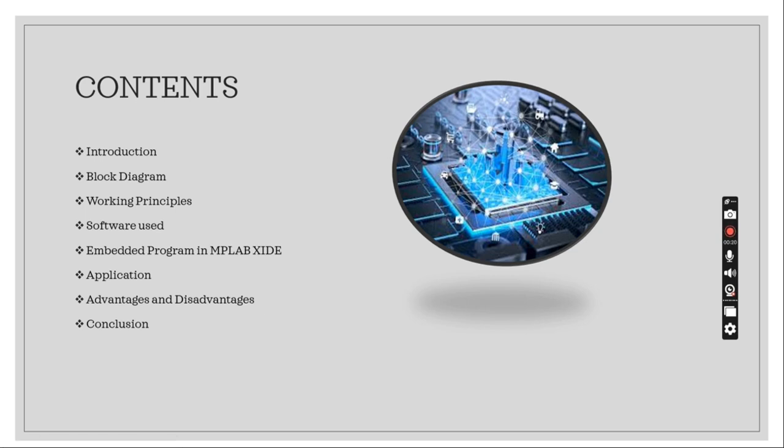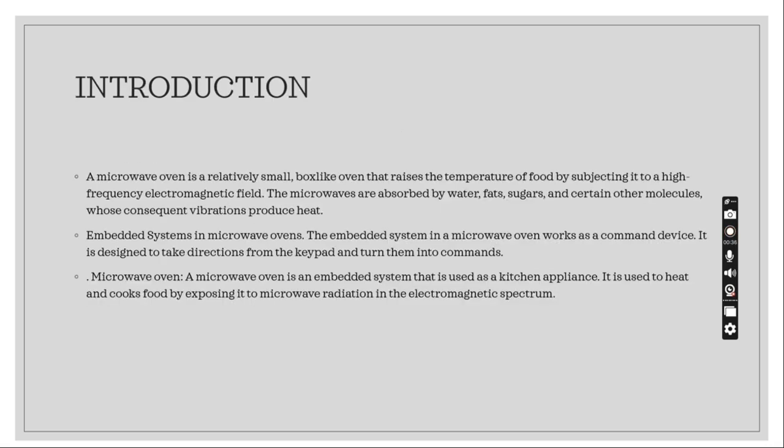we have taken parts of introduction, block diagram, working principles, software used, embedded program in MPLAB X IDE, applications and advantages and disadvantages, and finally conclusion. And coming to the microwave oven, it is a relatively small box-like oven that raises the temperature of food by subjecting it to a high-frequency electromagnetic field. The microwaves are absorbed by water, fats, sugars, and certain other molecules whose consequent vibrations produce heat.